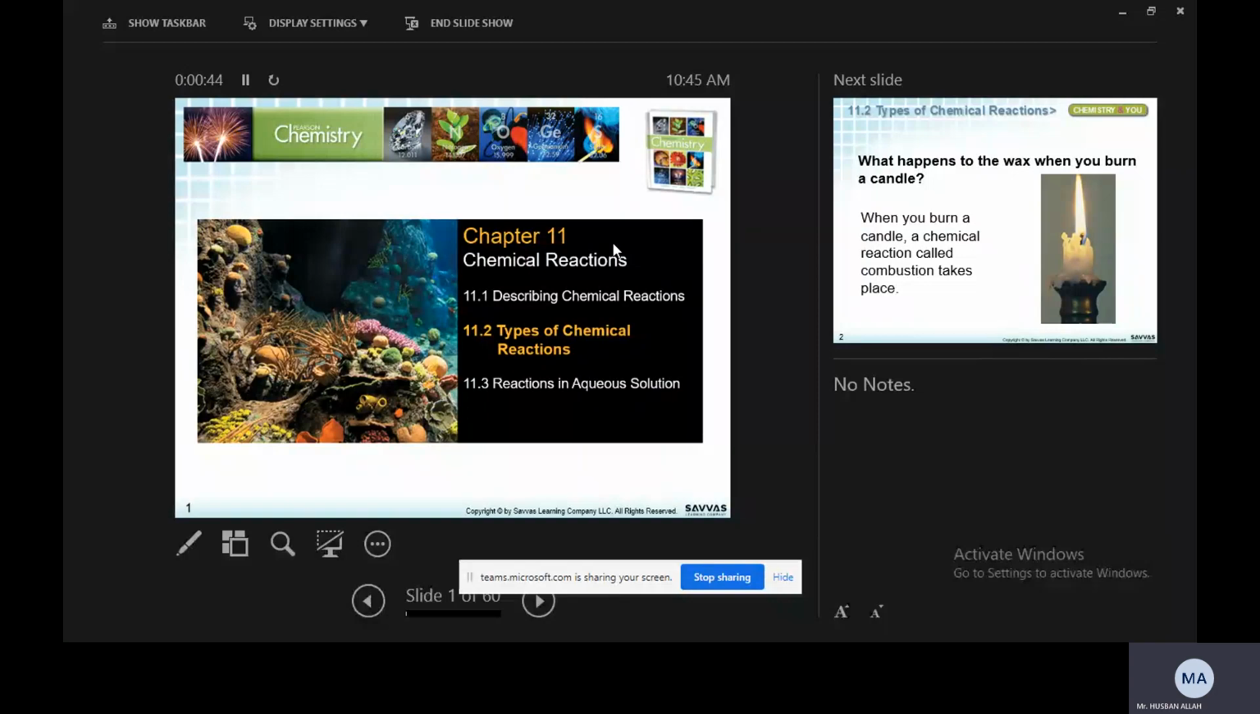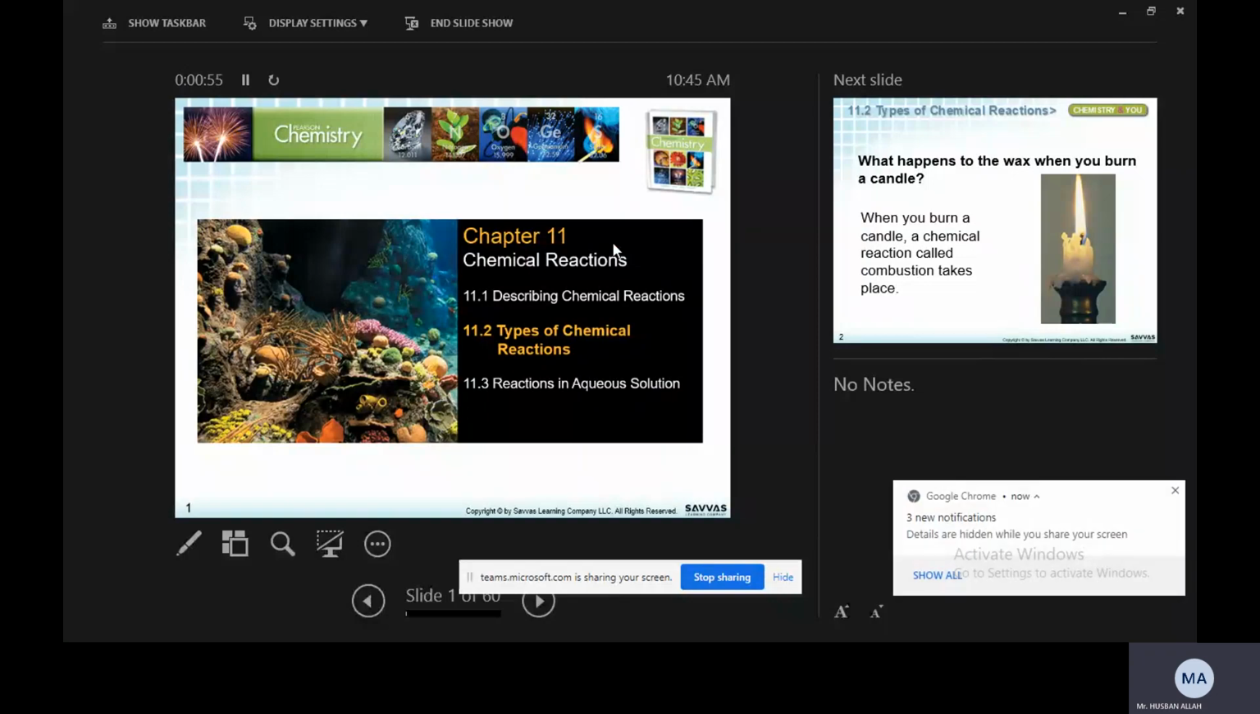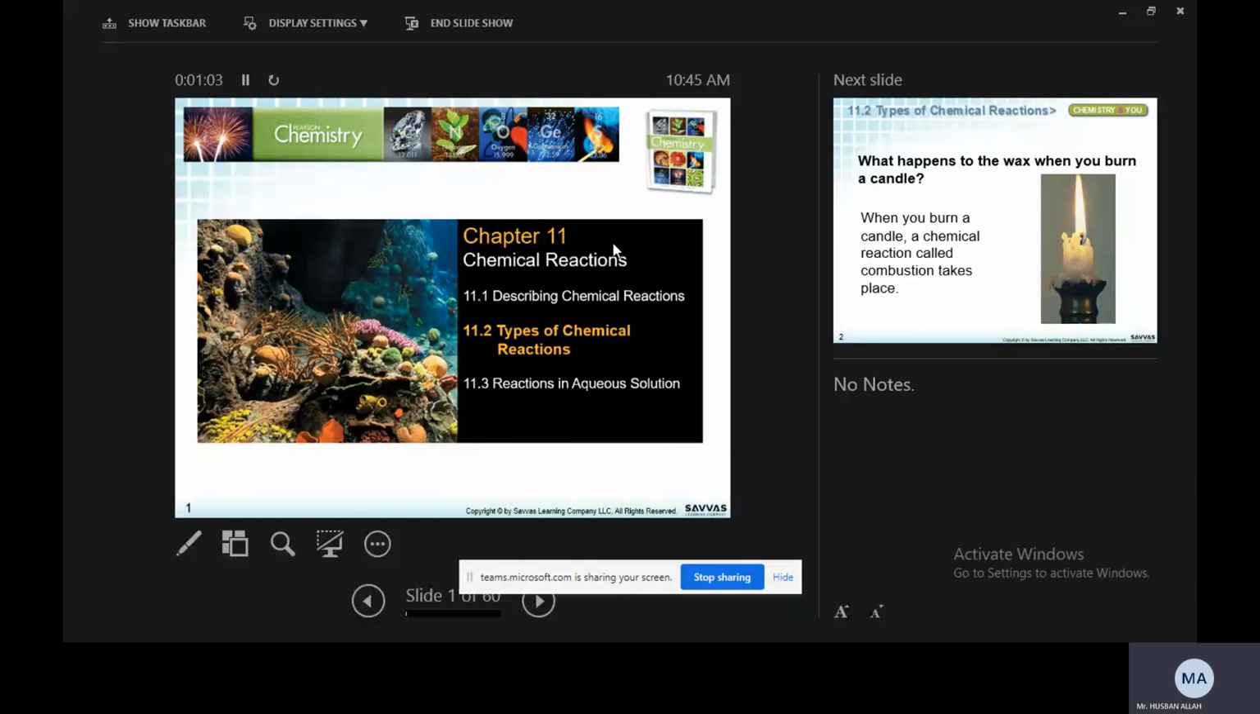This lesson is easy, right? We are not going into detail here, we are just having five different types of chemical reaction, right? Five different types of chemical reaction. The examples which you have, they have at least five or six examples for each type, but we will do it with one and two, right? So we will try to finish it in this lesson. It's easy, it's not difficult, right?